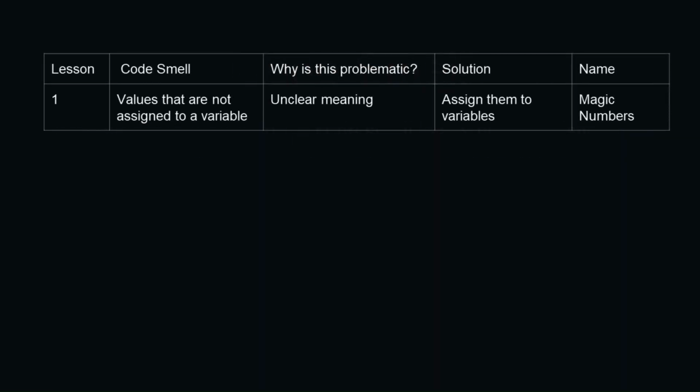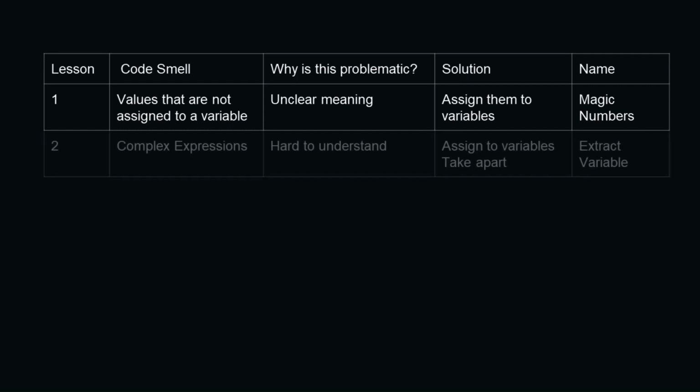First, we talked about values that are not assigned to a variable. This is problematic because the meanings of those values are unclear, and so what we should do with them is simply assign them to variables with meaningful names. So, next time you see a value that isn't assigned to a variable, you should ask yourself, will assigning that value to a variable make its meaning clearer? These values are called magic numbers, although, by the way, they are not necessarily numbers, as we discussed. But however, they are called magic because they look arbitrary.